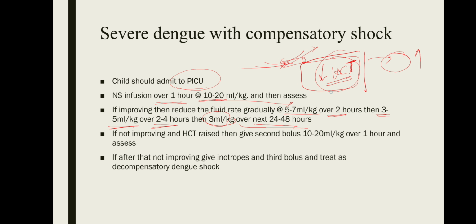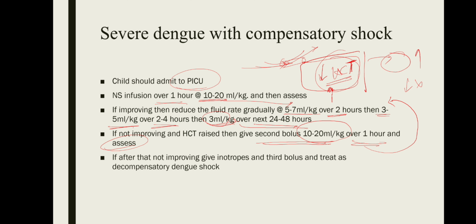But if the hematocrit is going up and the vital parameters are not improving, that means we have to give a second bolus dose of the same 10 to 20 ml per kg over 1 hour, and again assess. After assessment, if the child has improved, then we go again to 5 to 7 ml per kg over 2 hours, then 3 to 5 ml per kg over 2 to 4 hours, and then 3 ml per kg over 24 to 48 hours.